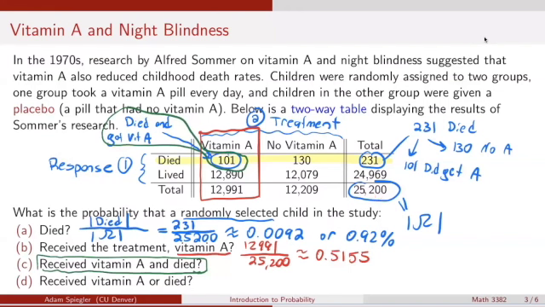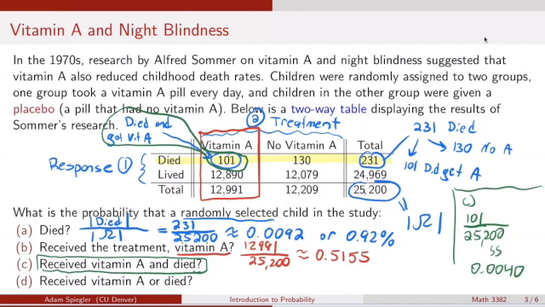25,200. So in this case, in part C, I'll just write part C over here since I'm a little short on space. That's going to be the 101 divided by the 25,200. So this works out to approximately 0.0040. So in other words, 0.4% of the children in the study got the treatment and died.